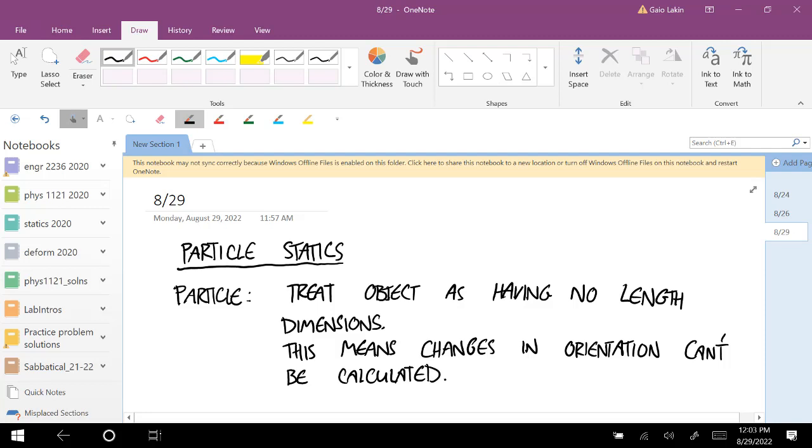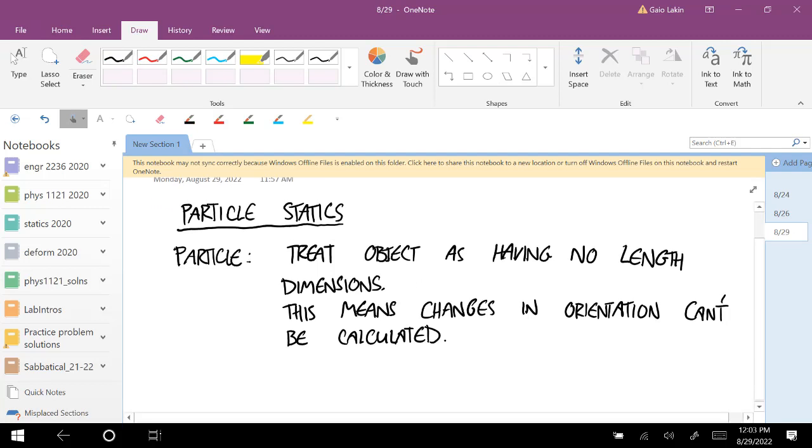So if you're going to do calculations about the flight of a baseball, treating it as a particle, you can't take its spinning into account, and that means you can't calculate curveballs or anything like that. But you can treat it as if the only thing acting on it is gravity, and treat it like a projectile.